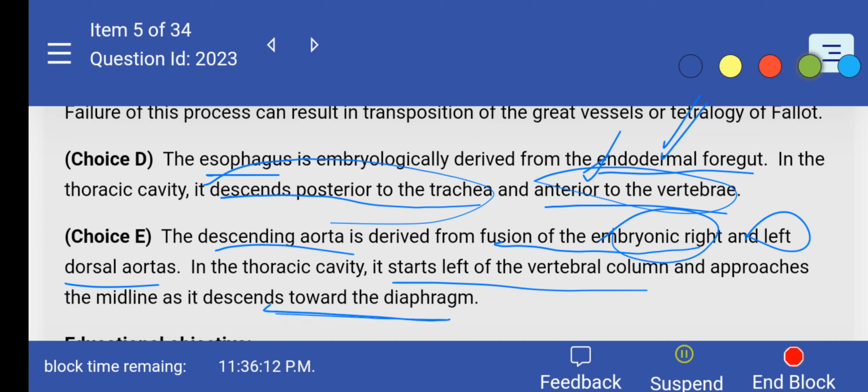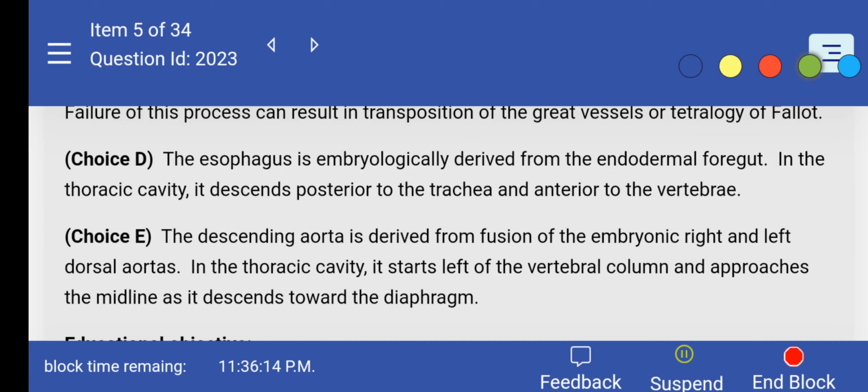So what would happen? They mean to say, let me draw this. If this is the vertebral column, right? In thoracic cavity, it starts left of the vertebral column, so it would start over here on the left side, but then it would go toward the midline, going downward toward the diaphragm. Okay, good.